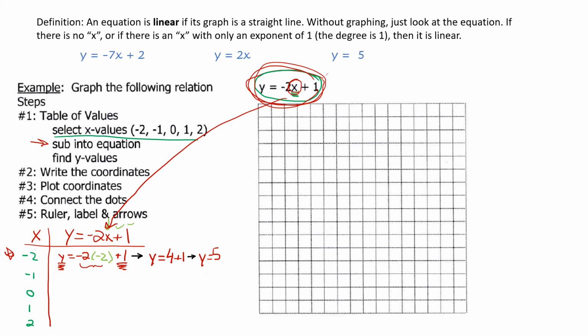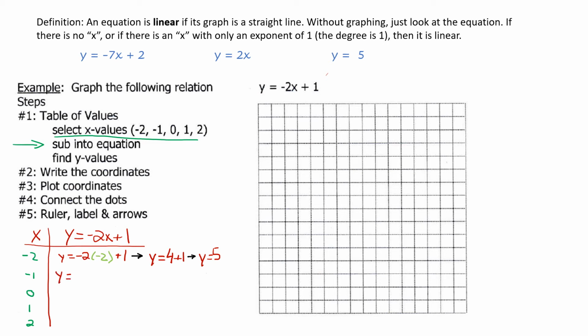So let me erase all of this because I'm going to do it all again for the next question, and I don't want to have a whole bunch of extra little gimmicky lines all over the place. Okay. So next one. I'm still on this second part here, sub into equation. Now I'm going to sub in a -1. So I have y equals, first is this -2. Now instead of x, I'm putting -1.